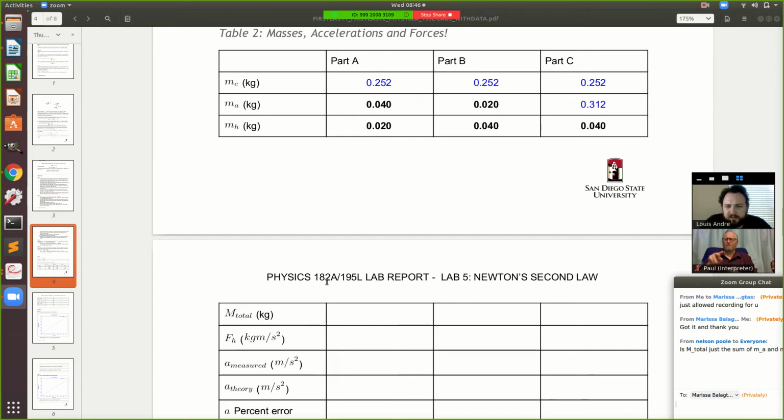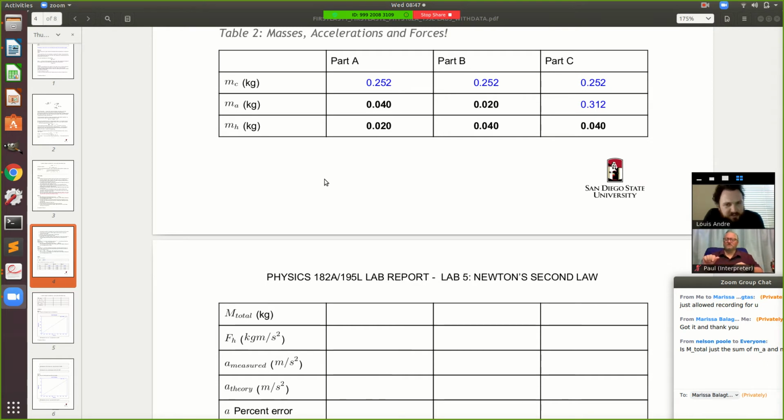Essentially, you can see here that the total mass in this box is going to be just the sum of the masses above. The first one is the mass of the actual cart. MC is the mass of the cart, MA is the mass added to the cart on top of the cart, and then MH is the mass of the hanger. So you can see what we did here is that the mass of the cart doesn't change, but the mass of the hanger and the mass of the added weight to the cart switch places.